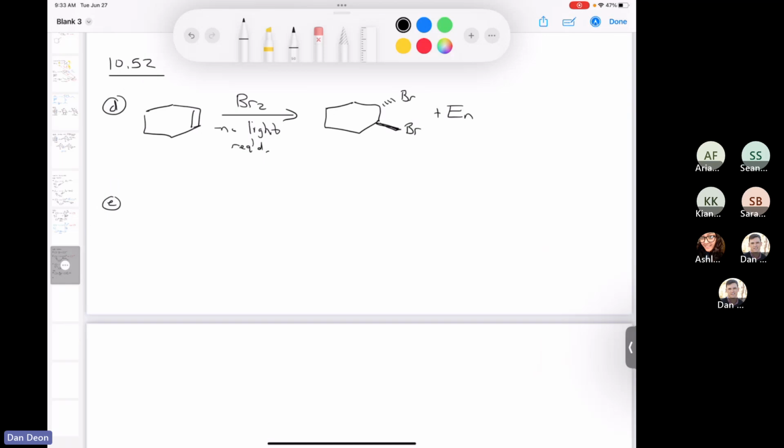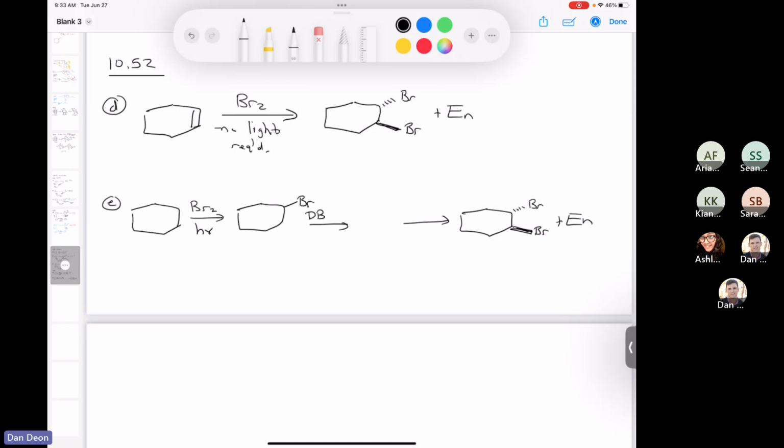Now, I know you probably could do this reaction in your sleep, but let's just take a peek at it. If you wanted to make the trans dibromide plus its enantiomer, well, in that case, you're going to brominate it first, then you have to do an elimination reaction. The first thing you're going to do is brominate it with bromine and light, and that's going to give you bromocyclohexane. Then you're going to treat it with DBU or DBN, or you could treat it with potassium t-butoxide, and that will give you cyclohexene. And then, as we just said, you would treat it with bromine and no light required.